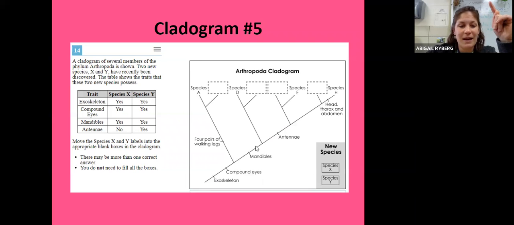But when it comes to antenna, species X does not have antenna. That tells me that species X has to shoot off here before antenna. So species X must be here. If we look at species Y, it does say it has an antenna, so species Y is going to continue past the antenna. And you know what, you guys, based on the information given, species Y can be placed here or here.